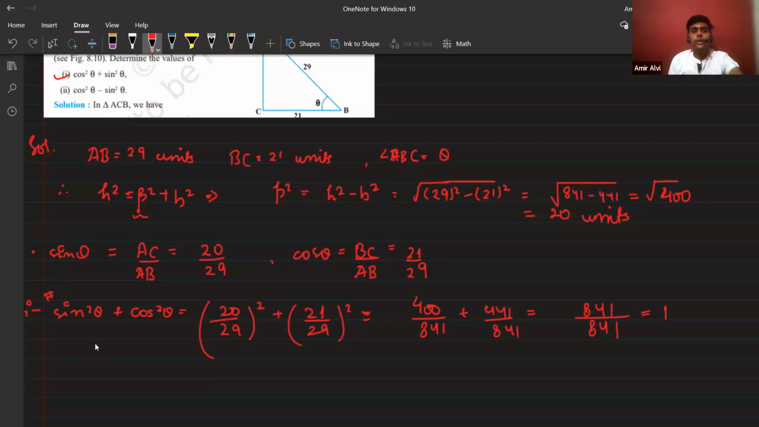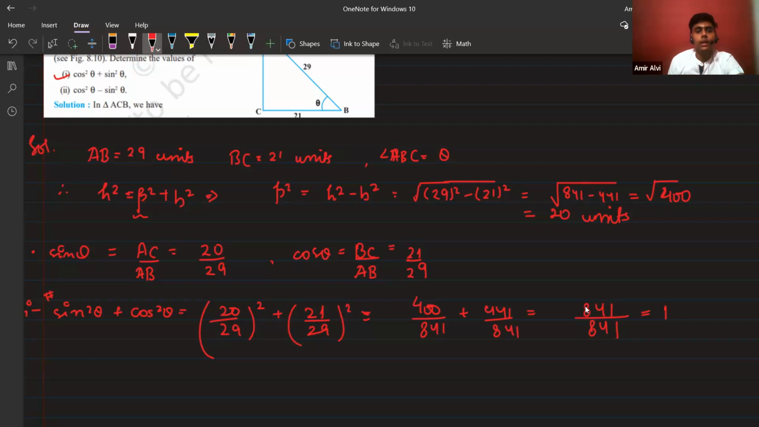This is the first formula you can say. Have you heard about sine square theta plus cos square theta is equal to 1? If not, no worry. It's going to be in the third topic of this chapter, in which we are going to deal with some basic formulas of trigonometry. So just remember it: sine square theta plus cos square theta is equal to 1. This is the general, most popular formula of trigonometry.